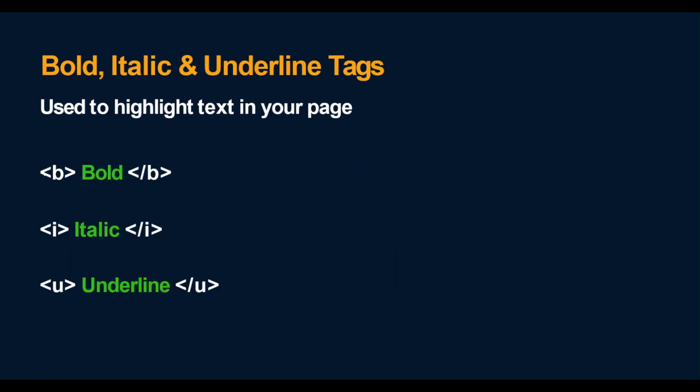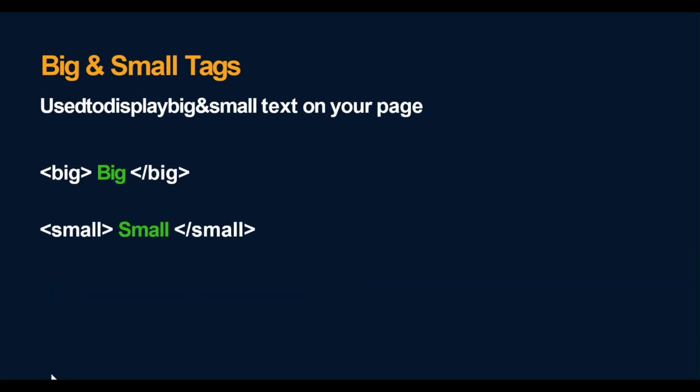These are the three tags which are used to design the font. The B tag is used to make a font bold, or italic makes the content in italic style, or underline makes it underlined. Okay, these are the three tags. A big tag means the text will be displayed with bigger letters. A small tag means it will be displayed with smaller letters.